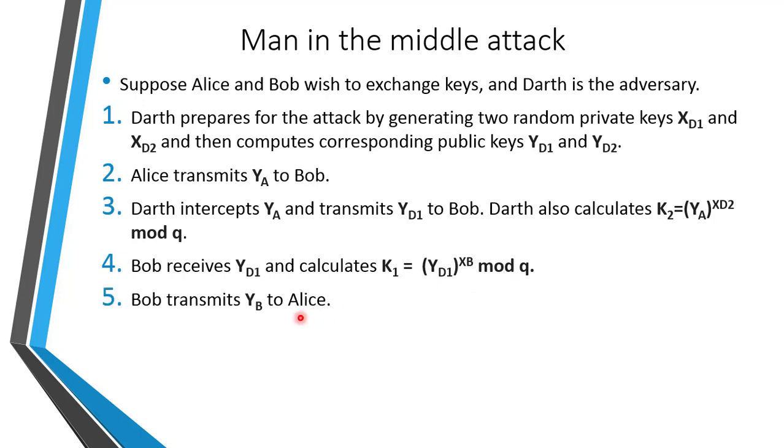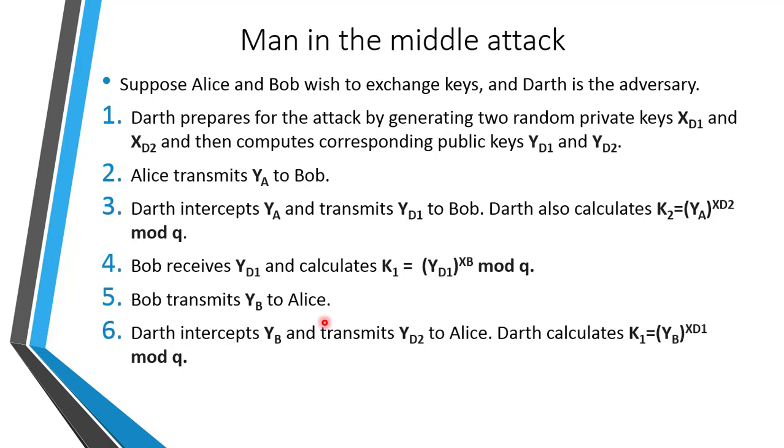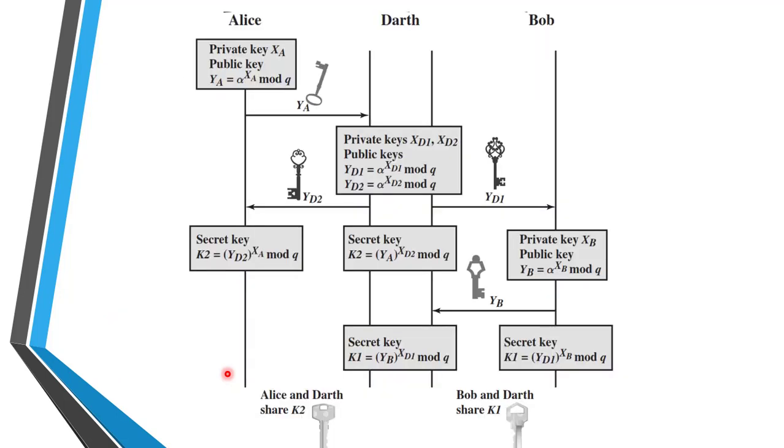Next, Bob transmits yb to Alice, which is also intercepted by Darth, and Darth transmits yd2 to Alice and also calculates the key k1 equal to yb raised to xd1 mod q. So Alice receives yd2 and calculates k2 equal to yd2 raised to xa mod q. So here we can see that the key is exchanged between Alice and Darth, and also between Darth and Bob, not between Alice and Bob. So here the key is intercepted by Darth. So it is known as the man in the middle attack. So this is the illustration of this attack.